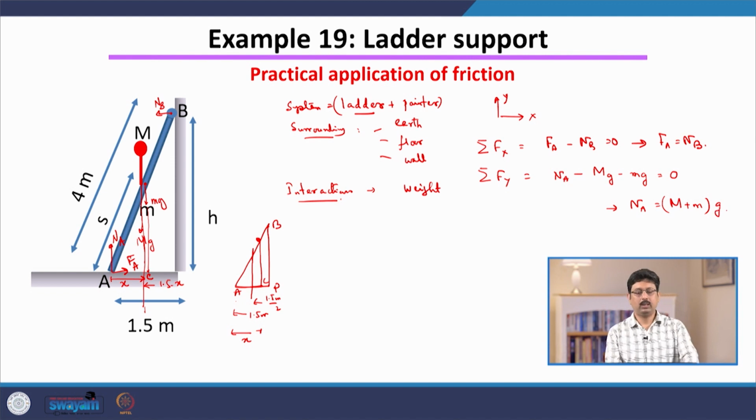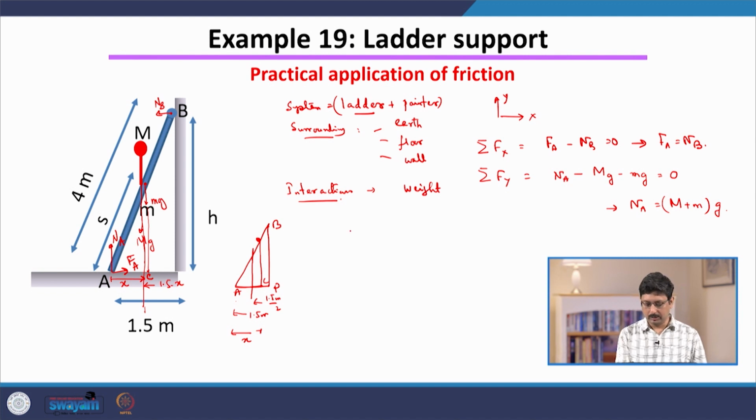So, let us ask what are the unknowns in this case. There are 3 unknowns: the components of contact force at A, N A and F A, and the component of contact force N B at the contact B. So, we have 2 equations and 3 unknowns. We need one more equation that comes from the torque balance condition.